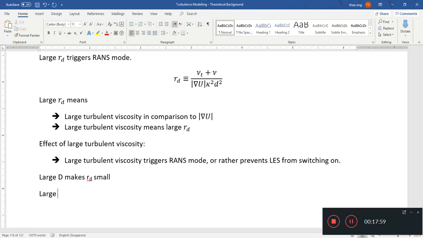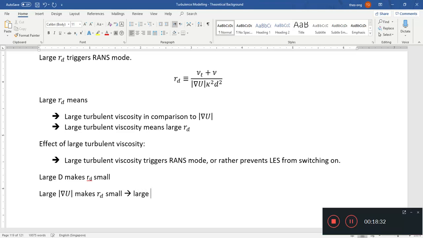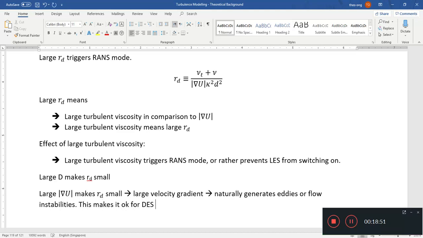Then you have the velocity gradient as well. A large magnitude of velocity gradient makes RD small. Why is this good? Because when you have a large velocity gradient, it naturally generates eddies or flow instabilities. So this makes it okay for DES or LES to kick in.